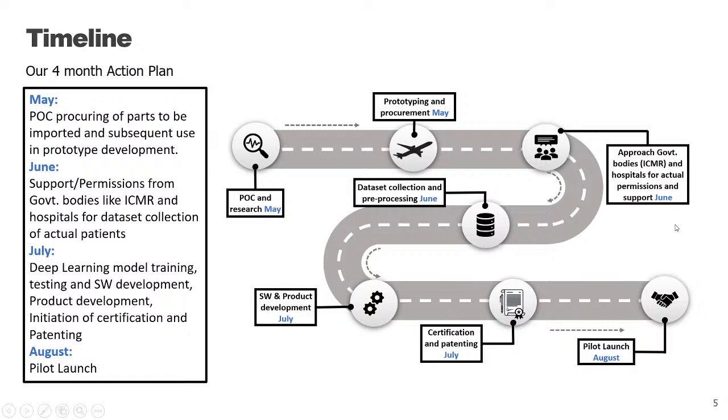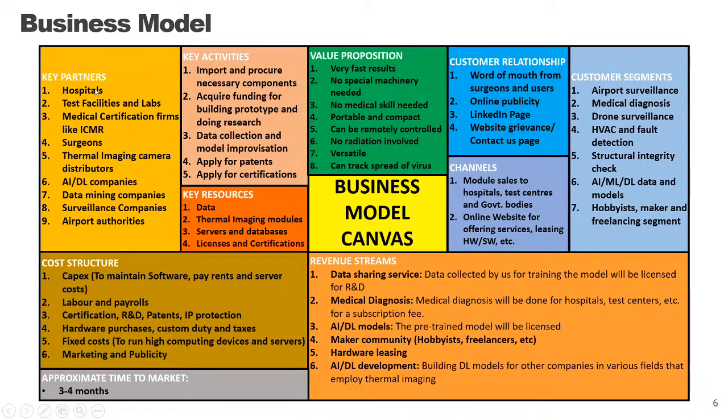So, the roadmap till now. Our key partners are related to hospitals, medical firms, surgeons, and thermal imaging and AIDL companies. The key activities include procurement and import, because most of the components are not available in India, they have to be imported. Thermal imaging is a bit of a costly process. Once it is made, it is a long term benefit model. First you have to invest a bit to make the device, so we require some funding to develop the prototype.